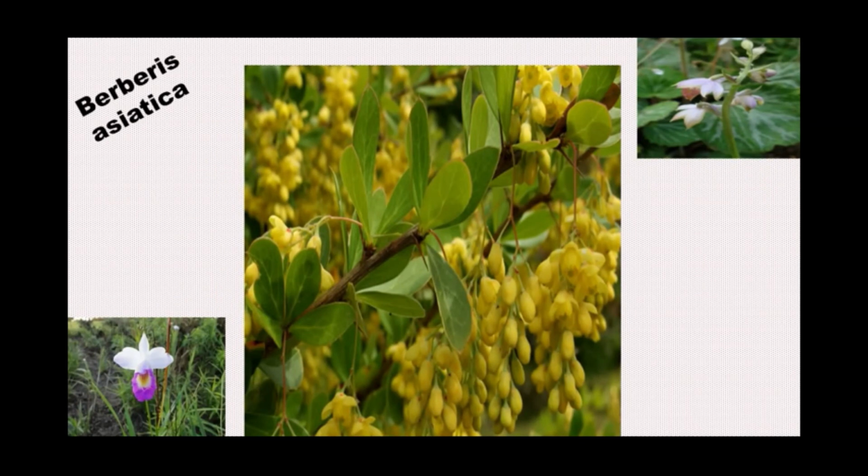Now this is Berberis asiatica. As the name suggests, it is endemic only to the Himalayas in India and Nepal. This plant also has many medicinal uses. It is used in treating ulcers, urethral discharge, jaundice, fevers, etc.